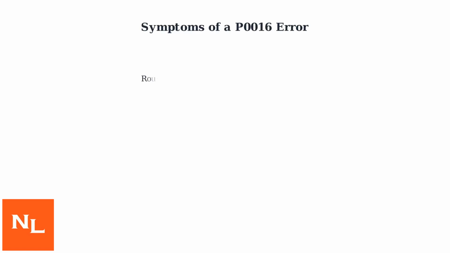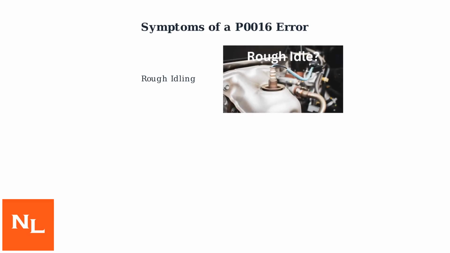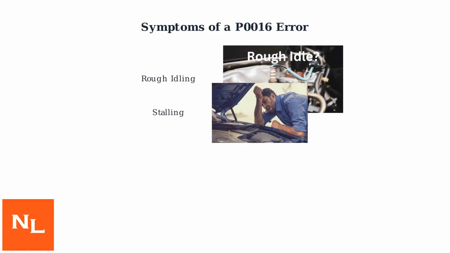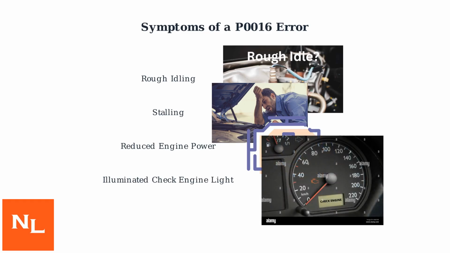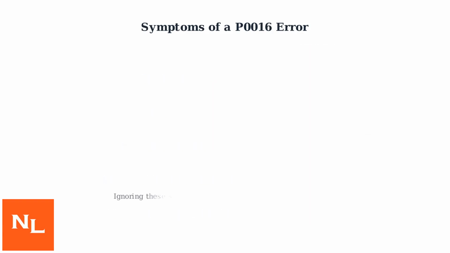Common symptoms of a P0016 error include rough idling, where the engine runs unevenly. This is often accompanied by stalling, where the engine shuts off unexpectedly. You may also notice reduced engine power, making acceleration difficult. An illuminated check engine light will appear on your dashboard. Additionally, difficulty starting the vehicle is another common sign. Ignoring these symptoms can lead to further engine damage. If you observe any of these signs, it's crucial to diagnose the issue promptly.